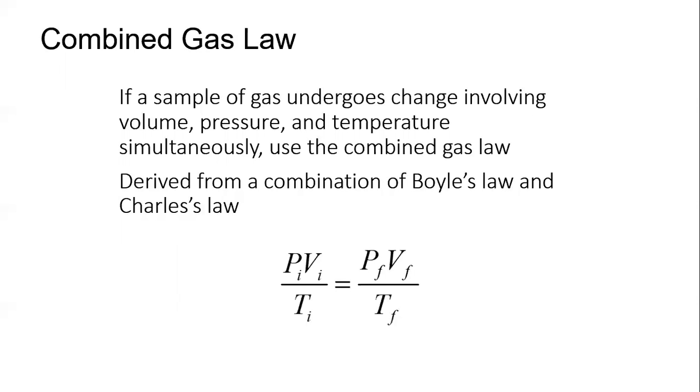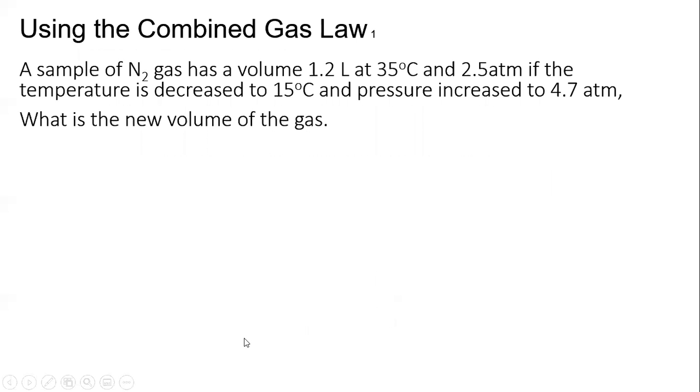So again, with the combined gas law, what we're doing is combining the 2 laws we just talked about into one law. So Boyle's law and Charles's law combined into the combined gas law. What's different about this one is that 3 variables are changing, whereas in the other 2, 2 variables were changing. So if we look at a problem involving the combined gas law, you'll notice that we have 3 variables changing, not just 2.